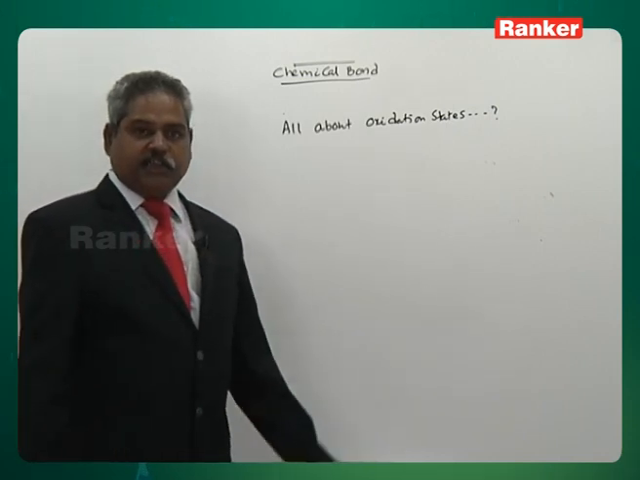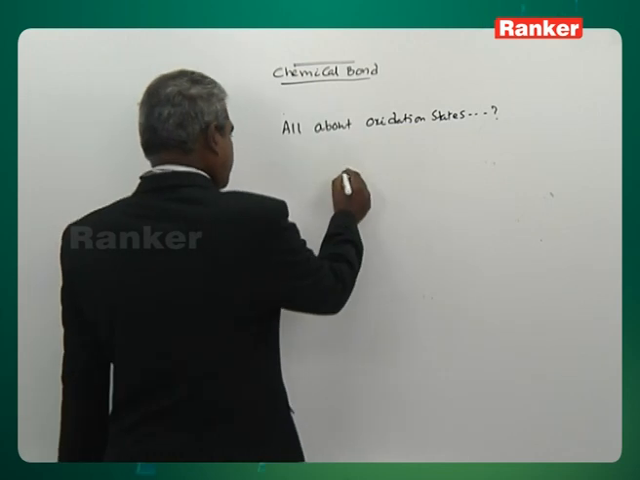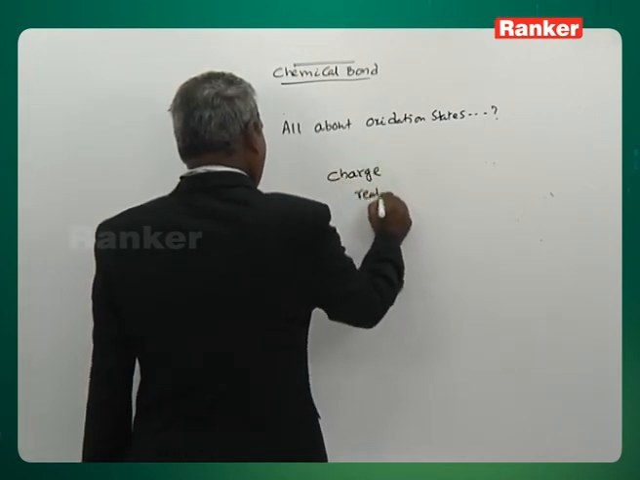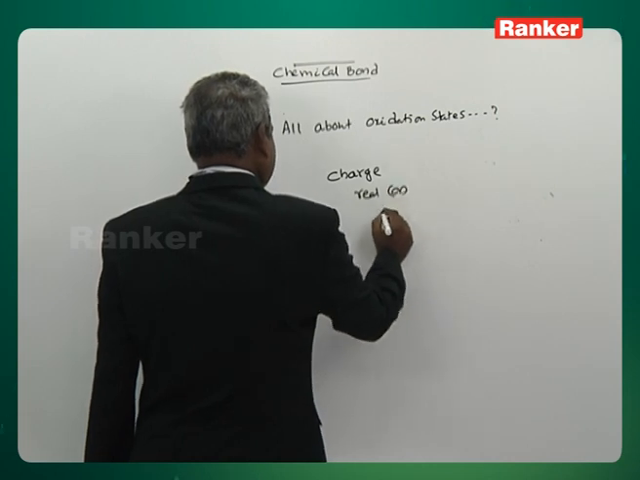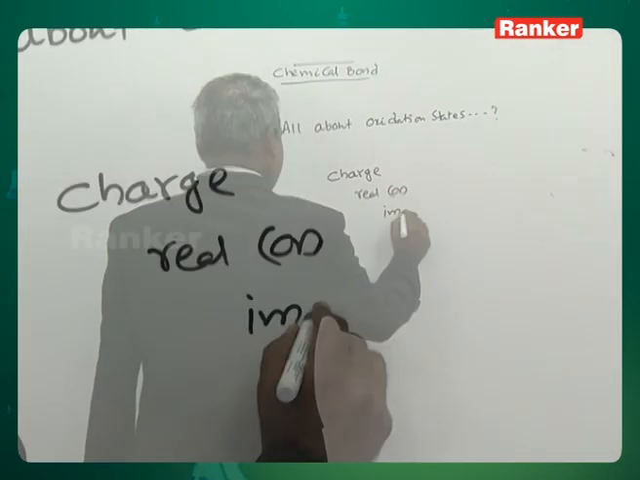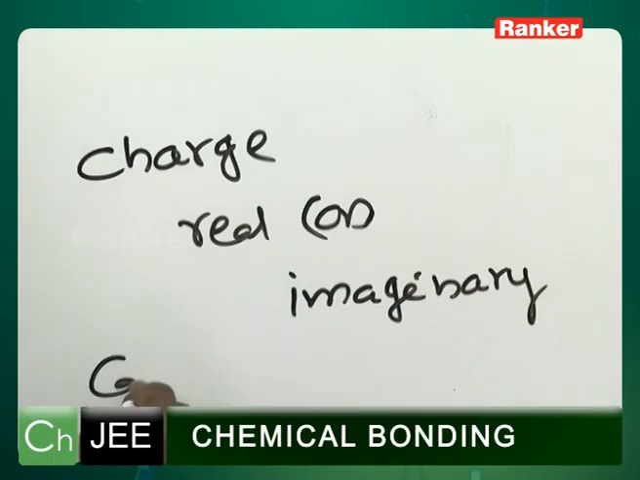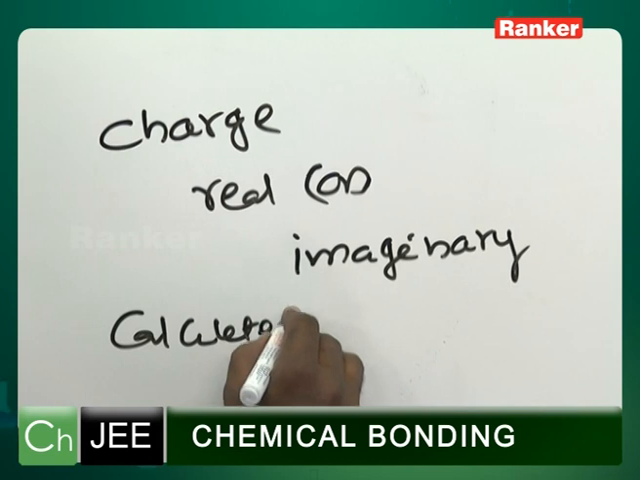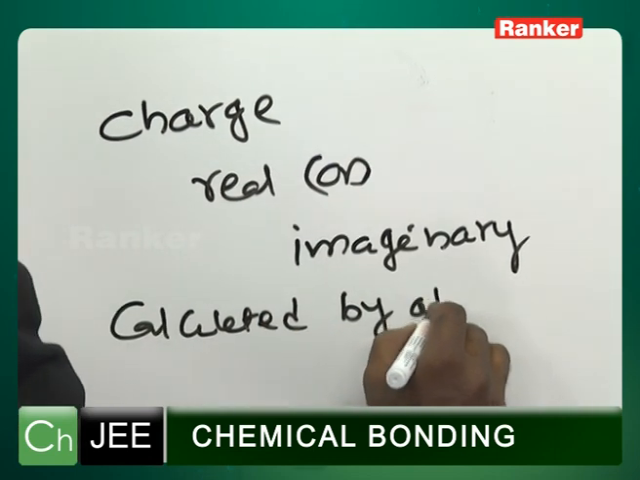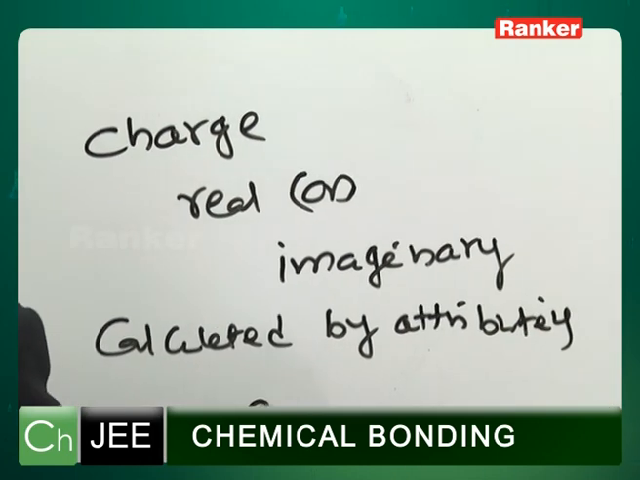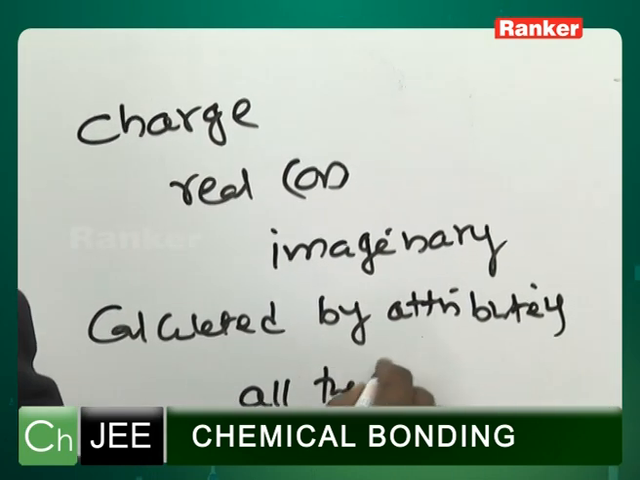This oxidation state is the charge, real or imaginary, sometimes real, sometimes it is imaginary. How is it calculated? Calculated by attributing all the electrons in a bond.